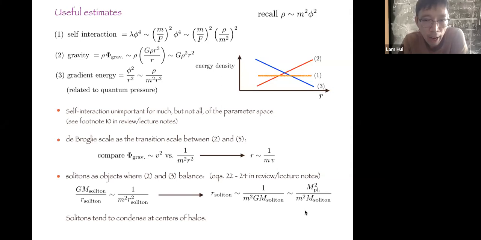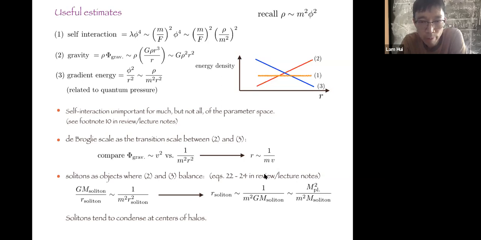And again, I'm not giving you the numbers. You are urged to read the lecture notes. If you look at equations 22 to 24, you can find what that maximum mass is. I plug in the numbers for you. What is the sort of Chandrasekhar mass for the solitons? And it's something useful to know.